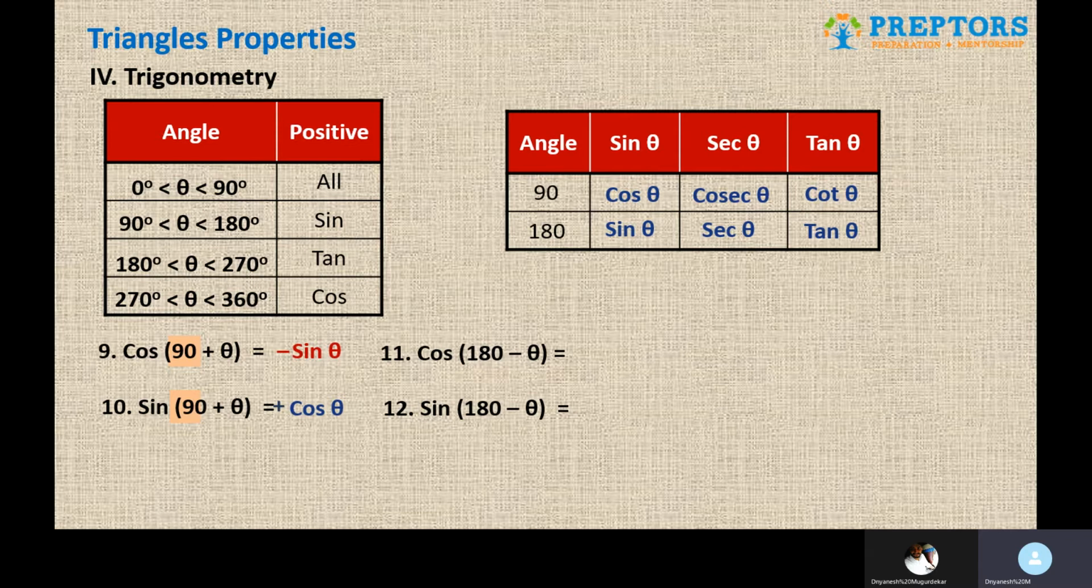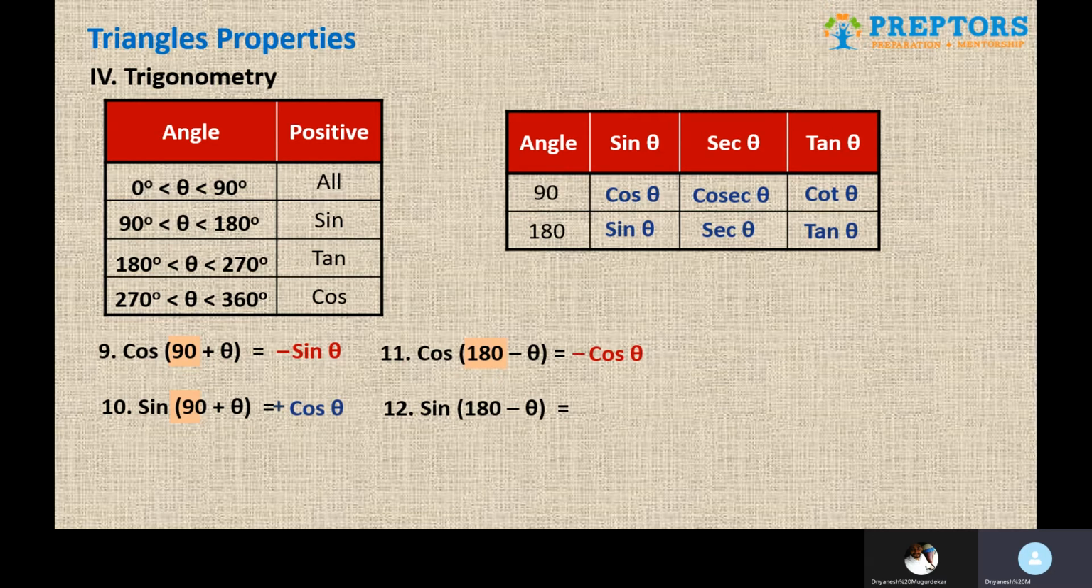The third one, cos of 180 minus theta. First of all, it is 180, so we should not change; cos will remain cos. But 180 minus theta is in the second quadrant. In the second quadrant, cos is going to be negative, so the answer to this is minus cos theta.